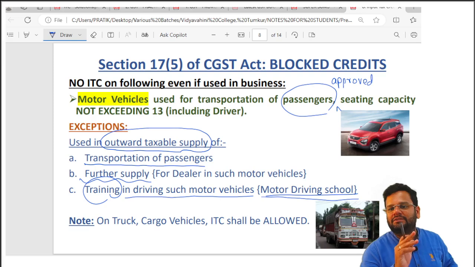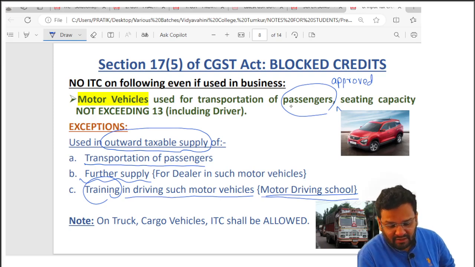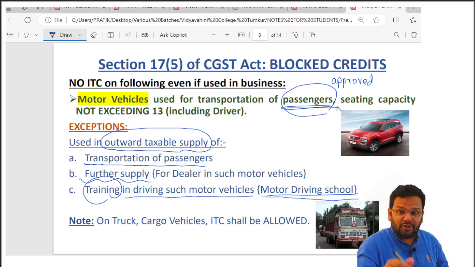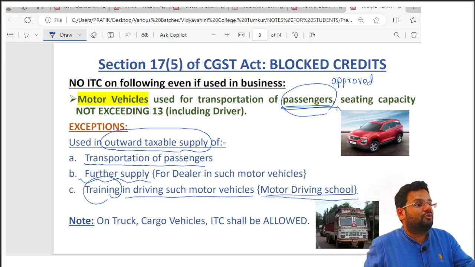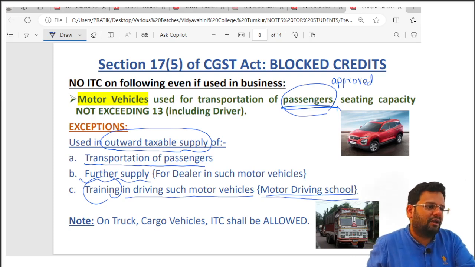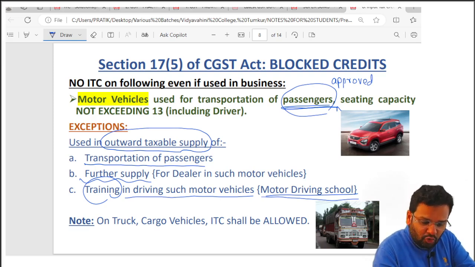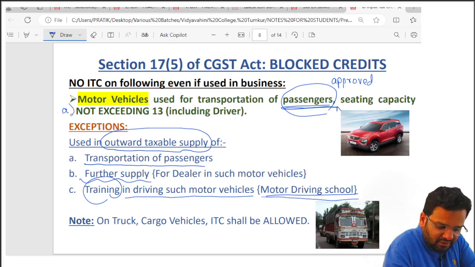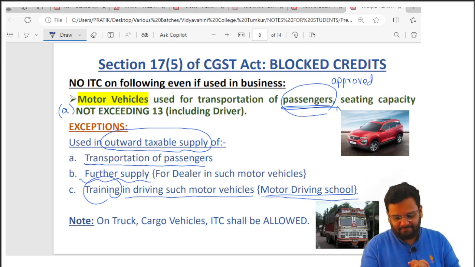And nowhere will you see that they have used the word transportation of goods. Where is the ITC blocked? Transportation of passengers. So if a truck or tempo is being used for transporting goods, ITC is allowed. That's it. This whole point which we discussed is given in clause A.